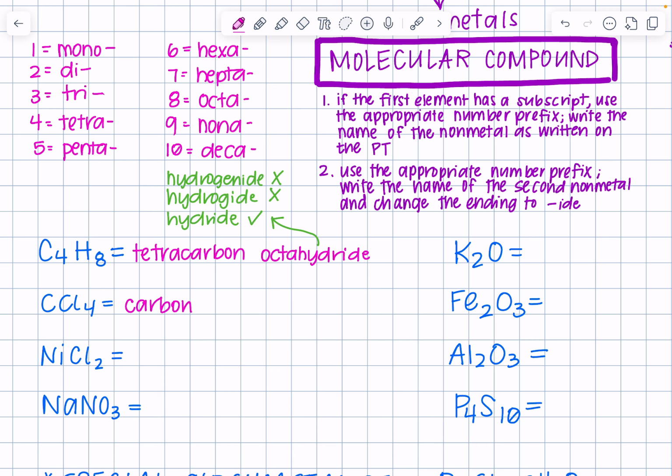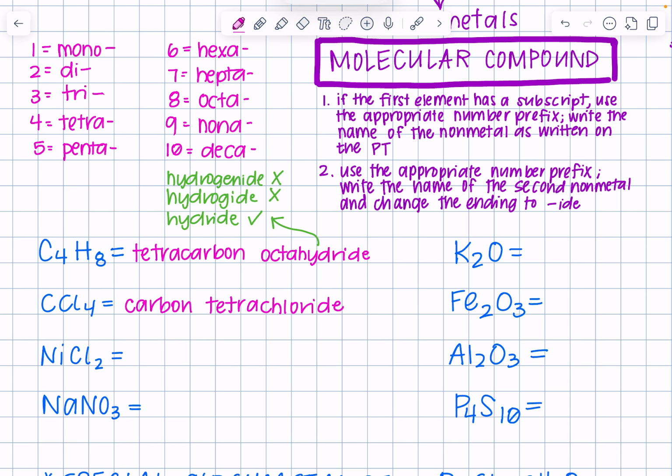All right, so we write it just like it is on the periodic table. Step 2, use our appropriate number prefix. This is 4, so that would be tetra. And then change the ending of our second nonmetal name to IDE, so that instead of chlorine, we have chloride. Carbon tetrachloride.